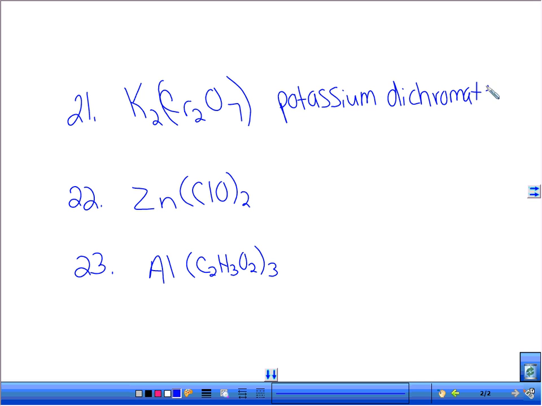This one, we look inside the parentheses there, well, that's zinc for sure. That 2 is a result of that zinc. So inside that parentheses is actually something called hypochlorite. And then this is aluminum.